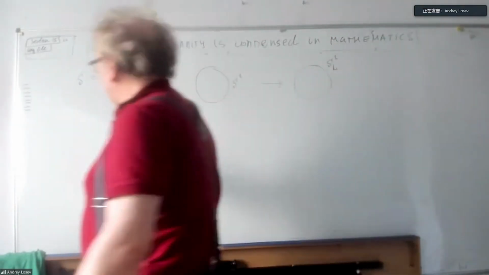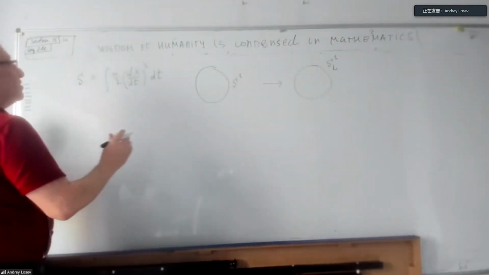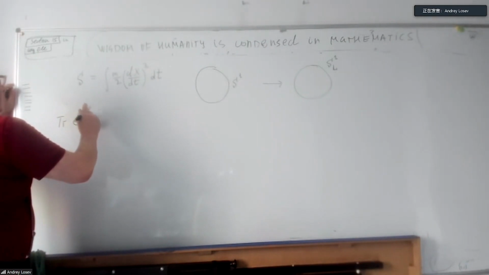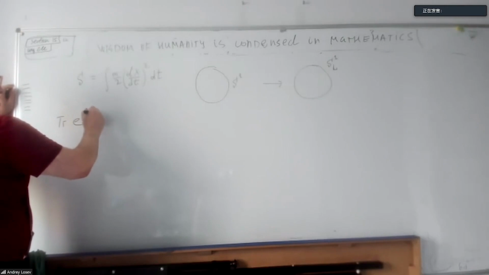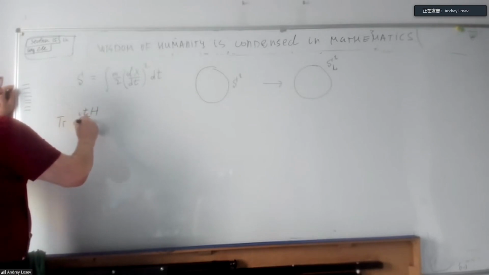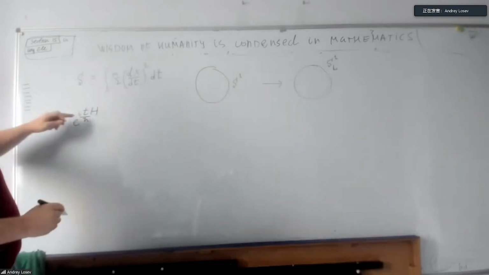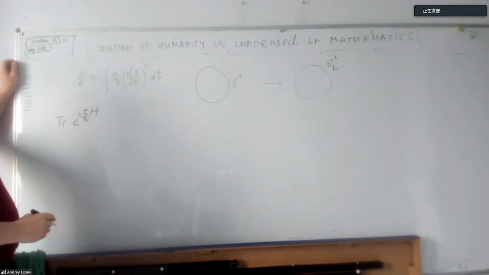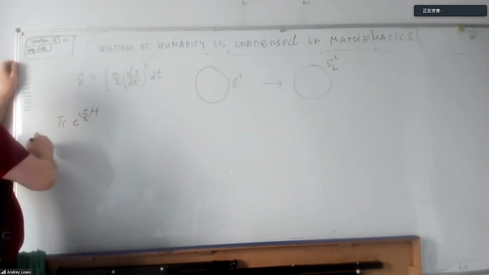And there are two ways to compute e to the minus I T H. So that's what we are going to compute. Way 1.